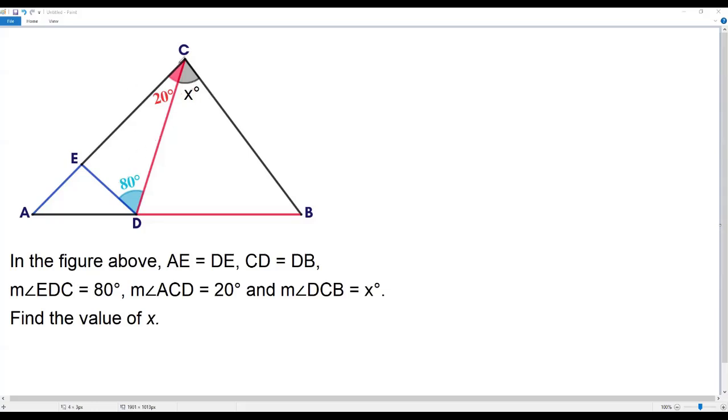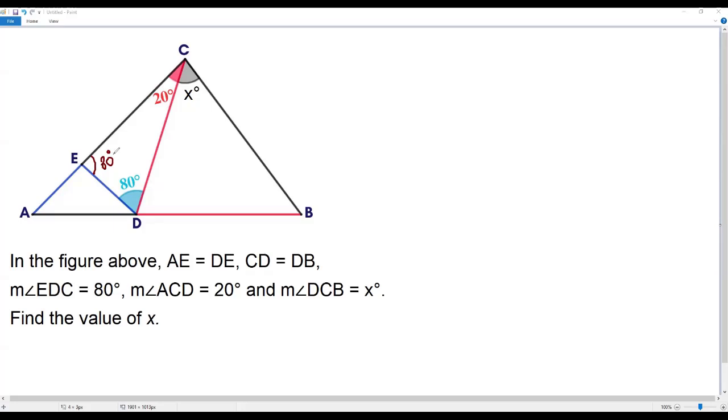First let me consider the triangle CED. In this triangle, two interior angle measures are given, 20 degrees and 80 degrees. What is the measure of the third interior angle? We know that in any triangle, the three interior angle measures add up to 180 degrees. So we add the given two interior angles, 20 and 80, and subtract from 180. When I add 20 and 80, I get 100. When I subtract 100 from 180, I get 80 degrees. So the third interior angle measure is 80 degrees.